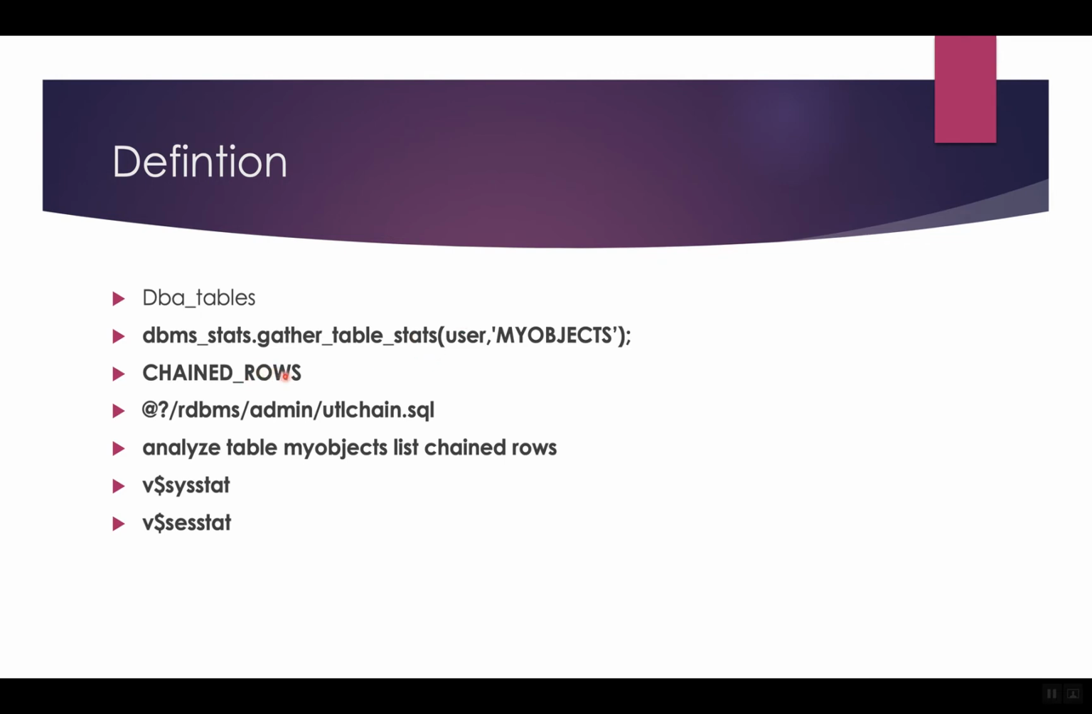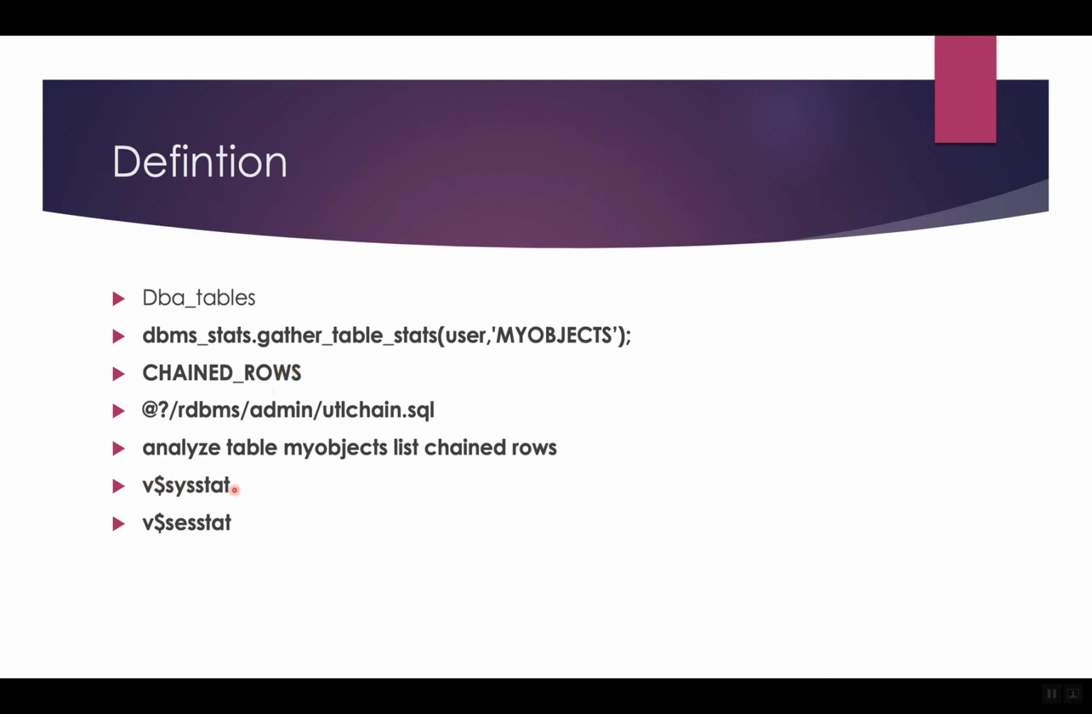CHAINED_ROWS is the table which gets created by running utlchain.sql. This contains details about the rows. When I run an ANALYZE command, it records details about the tables which have chained rows. And when I run this ANALYZE TABLE ... LIST CHAINED ROWS, it lists the chained rows in this particular table.